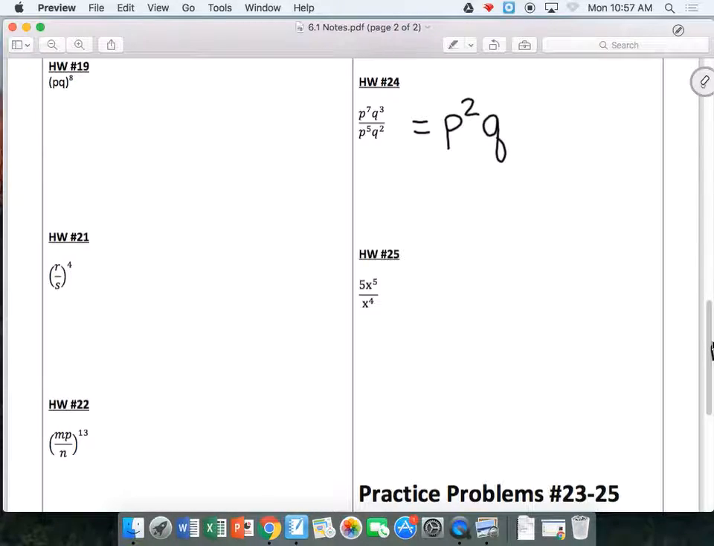So here, Hayden, we're dividing, because remember that fraction bar right there means division. Anytime you divide something that has a like base, you subtract your exponents. In what situation would you divide your exponents? Never.